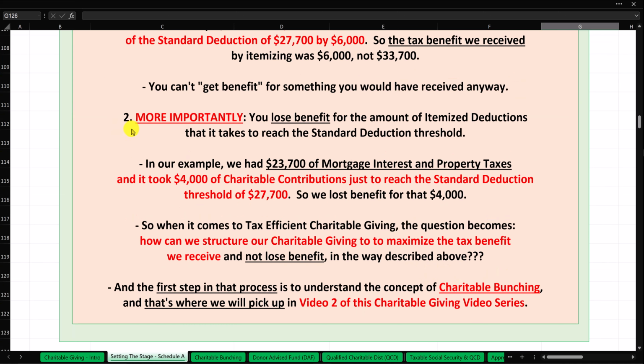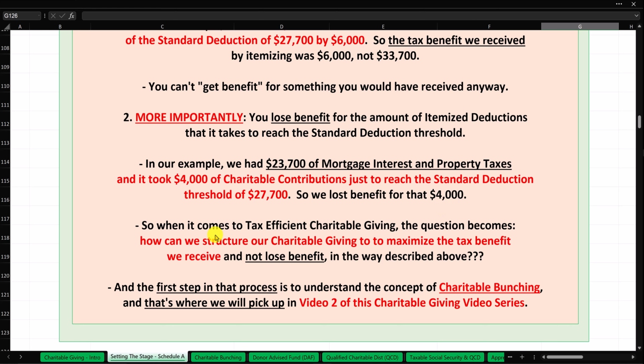Concept check number two, even more importantly, you lose benefit for the amount of itemized deductions that it takes to reach the standard deduction threshold. So in our example, we had $23,700 of mortgage interest and property taxes, and it took $4,000 of charitable contributions just to reach the standard deduction threshold of $27,700. So we lost benefit for that $4,000 that it took to reach this threshold.